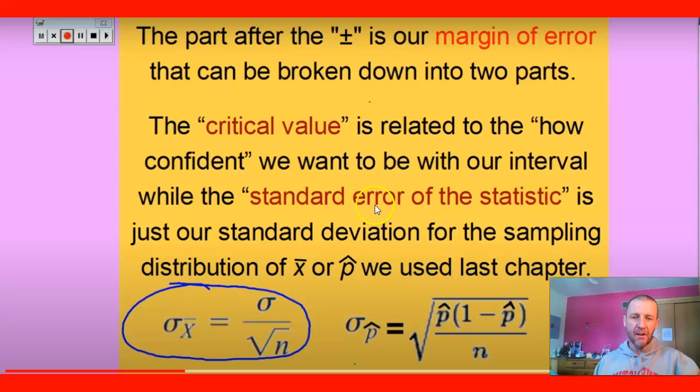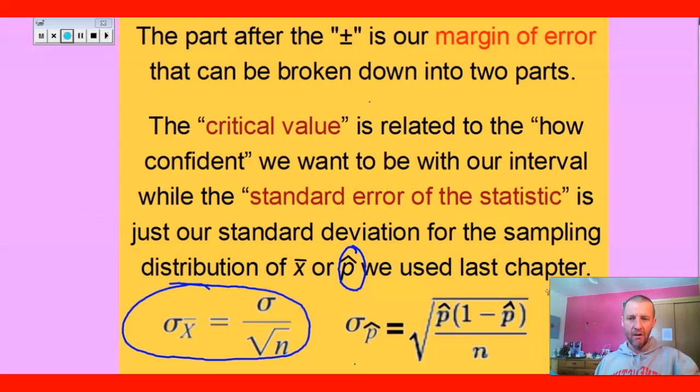It's called the standard error of the statistic because we're building it around the statistic. And so, because we don't know p, it wouldn't make sense for us to try to use a p that we don't know. That's why we're doing this confidence interval, to estimate the real p or the real X bar. So since we're working with p hat, this is going to be p hat in this formula. It's the same standard deviation formula that we used in the last chapter for proportions or for means, except now it's going to be part of our margin of error. It's called the standard error of the statistic.